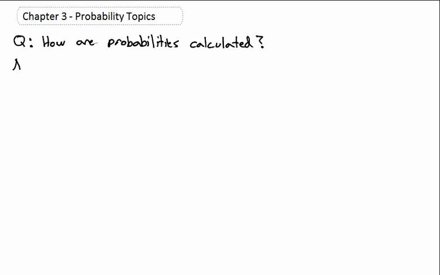In Chapter 3, we begin to take a look at the foundational probability concepts that are going to drive our inferential statistics in the second half of this course. So today we're going to work around the essential question of how are probabilities calculated. And we'll start with a foundation of probability, which begins with a little bit of vocabulary specific to probabilities.